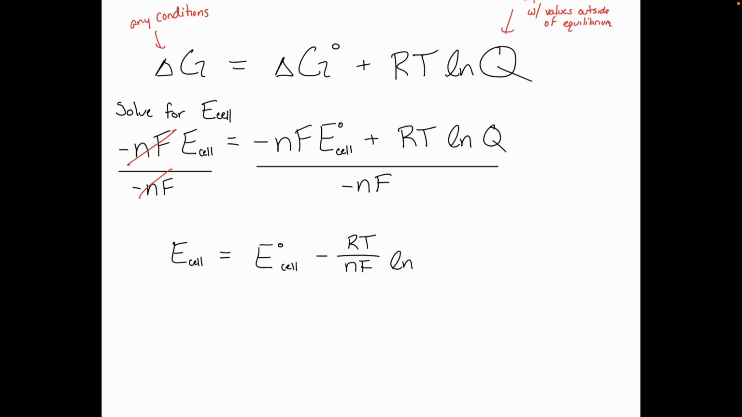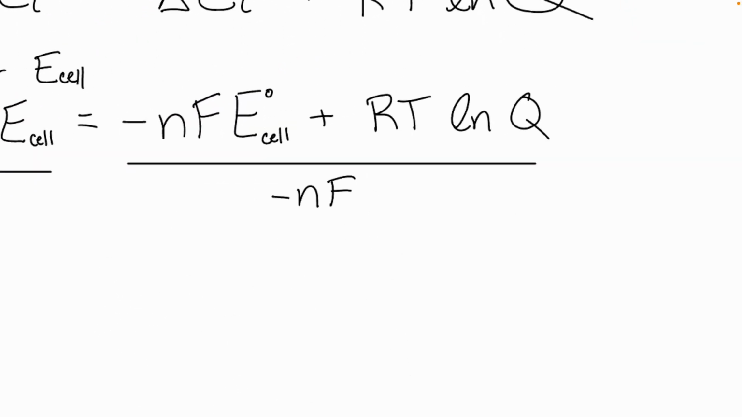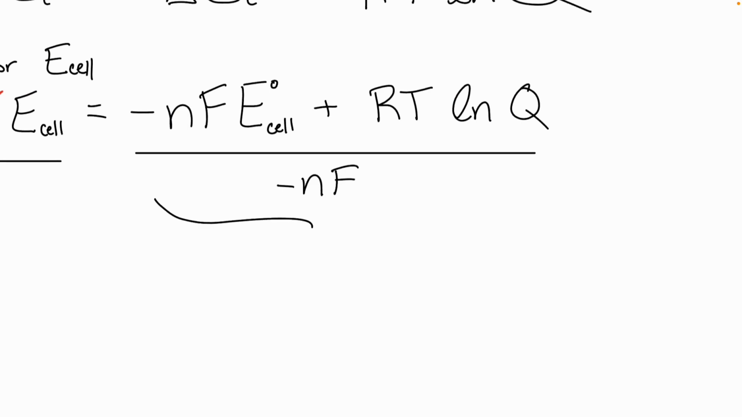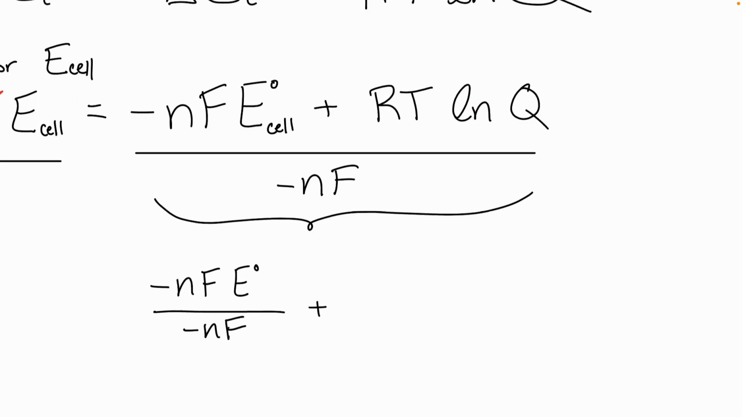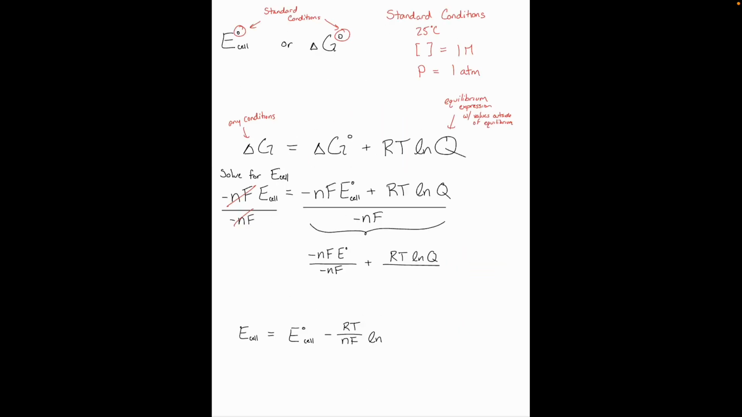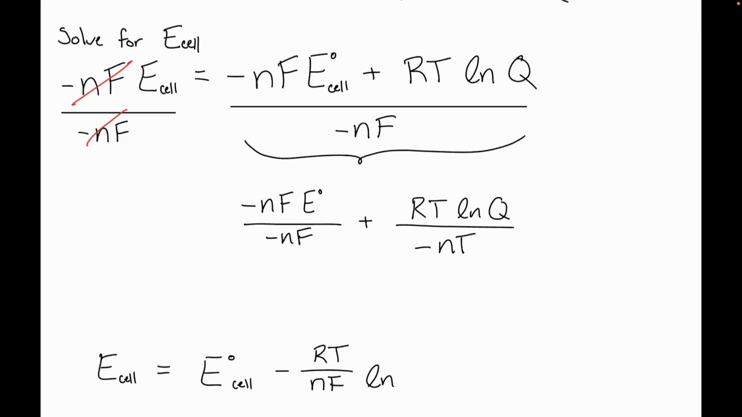All right, if you want to see this the long way real quick. This thing here, that addition is really messing you up. You can't cancel out that NF altogether. So this is going to be the same as negative NF E naught over negative NF plus RT natural log of Q over negative NF. So it cancels out from that one term, but not the other one. That's how I get my final answer here.